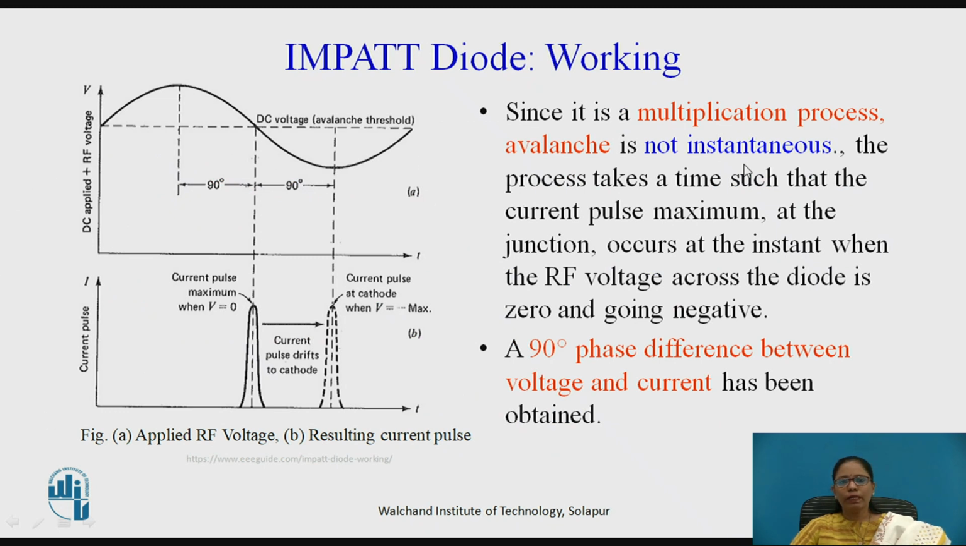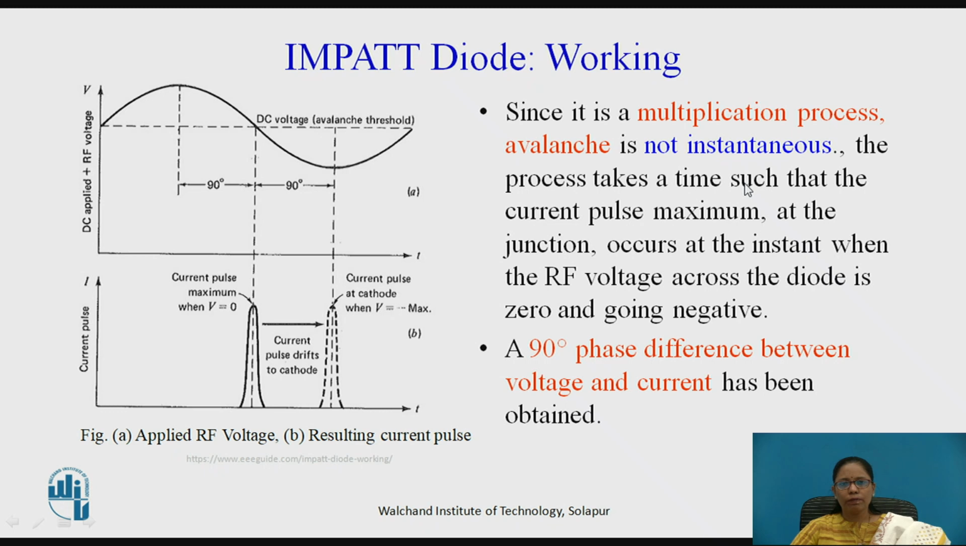The same I can explain here. We have provided high reverse bias up to this DC, and a small amount of RF is applied. See, what happens is, due to impact ionization, the avalanche current pulse will be produced inside the wafer, but this pulse will not appear at the point when the voltage is positive. This pulse will appear at a point when the voltage is 0, because avalanche is a multiplication process and it is not instantaneous.